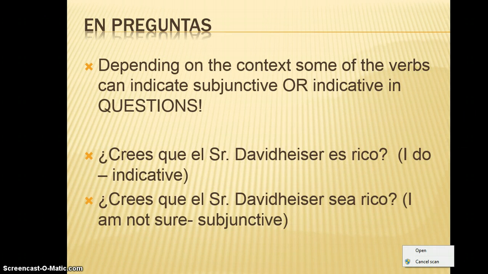In questions, it can depend on the context. So if I said to you, do you think that Mr. David Heiser is rich? Because I do, that would be indicative. Whereas if I said, do you think that Mr. David Heiser is rich? In a way that I do not, or I'm not so sure, that would be subjunctive.